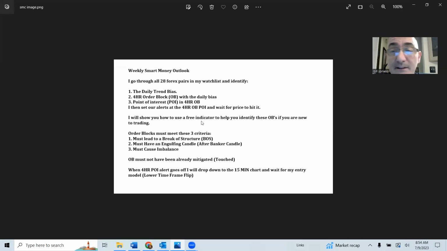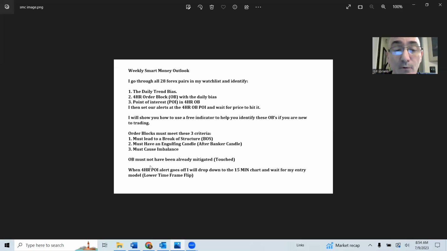These order blocks must meet 3 criteria. They must lead to a break of structure. They must have an engulfing candle after the banker candle or institutional candle, whatever you call it, and that should occur with the next candle is best or the candle after that, and they must cause imbalance, right? Order blocks must not have been already mitigated or touched.